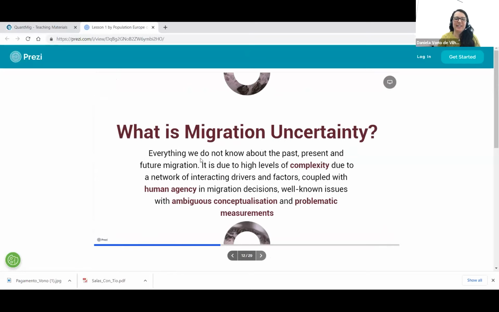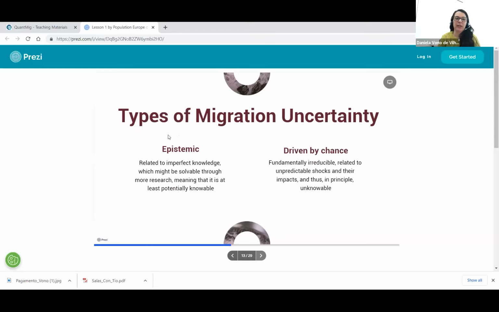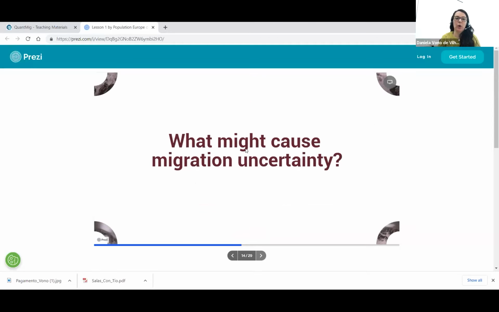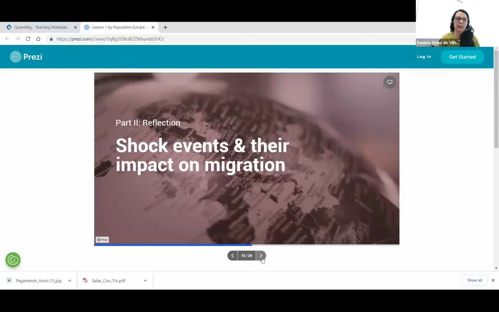And here you see, this kind of work sounds very simple, but we have lost lots of time. We have spent lots of time to create this simple definition here, so it's easily digestible. And then the types of migration uncertainty and so on. So what might cause migration uncertainty? And then people can reflect on that.